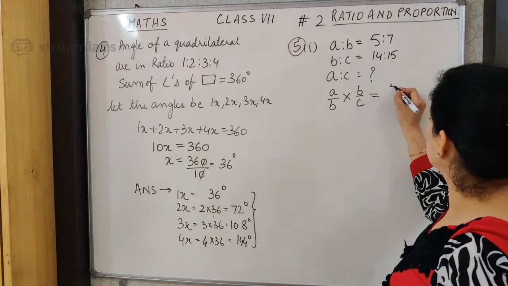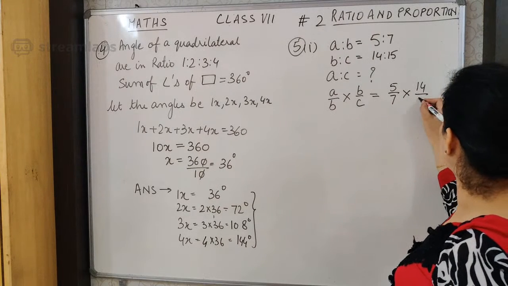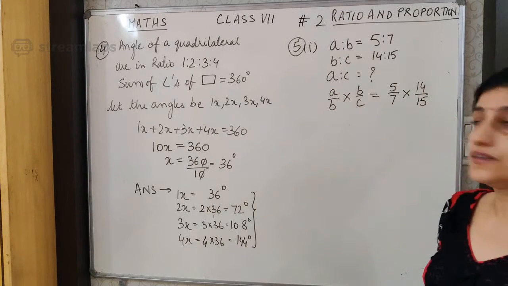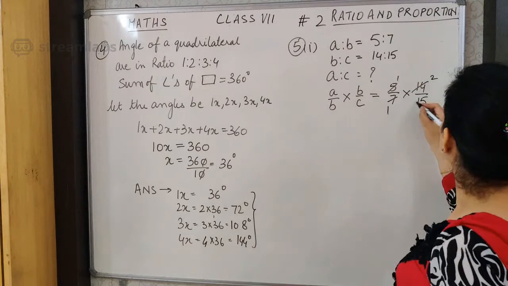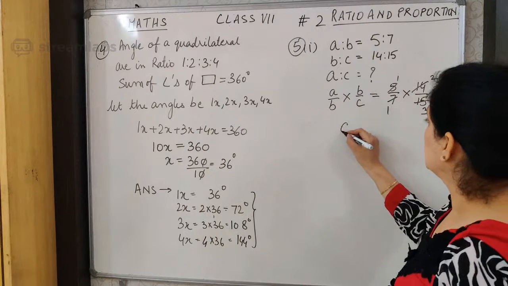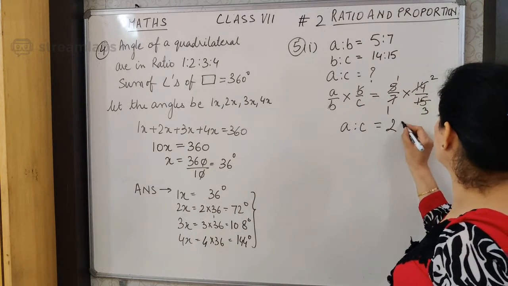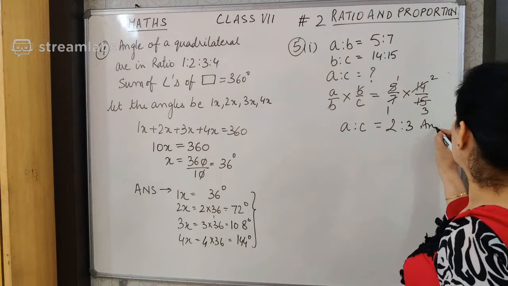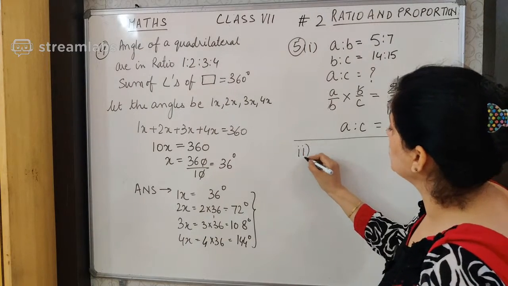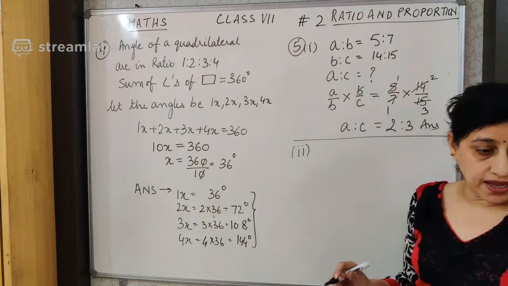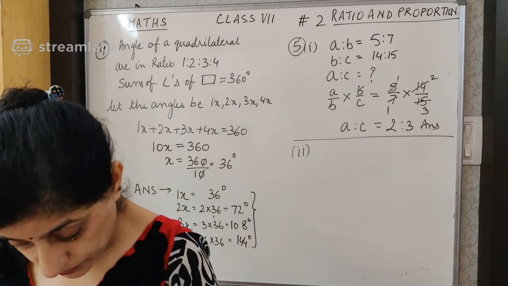So A ratio C is equal to 5 upon 7 multiplied by 14 upon 15. Okay. So 7 ones are 7, 7 twos are 14, 5 ones are 5, 5 threes are 15. I get A ratio C is equal to 2 ratio 3. If you have understood this, can I hear from you? And one more of this type I am going to take, and we'll stop today's session at this question.